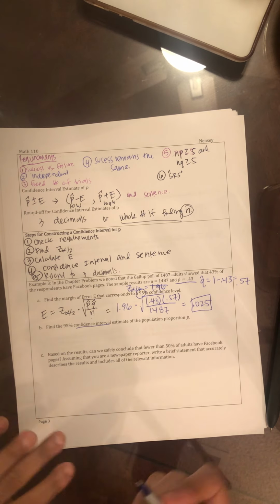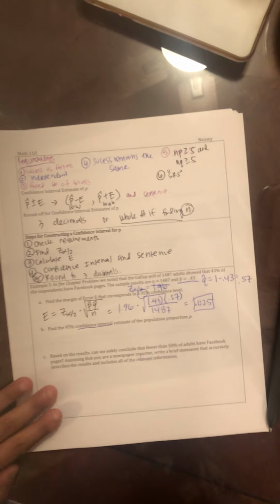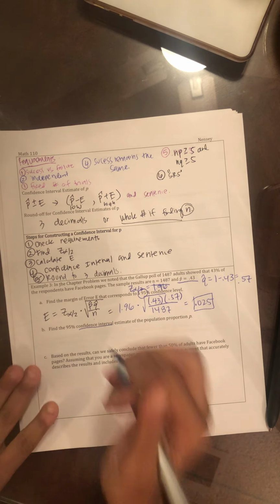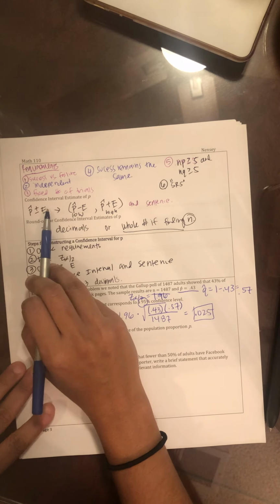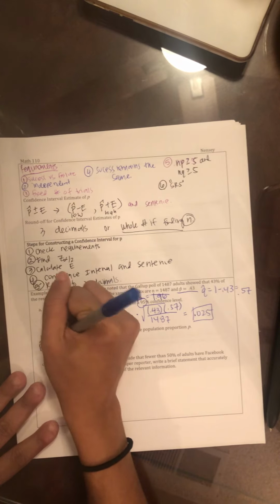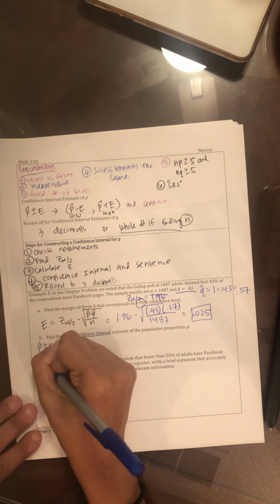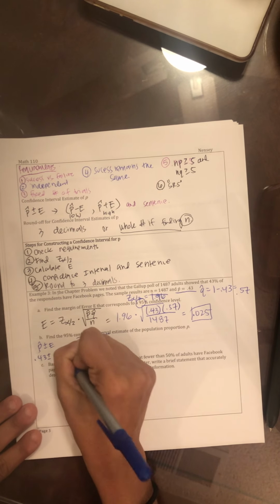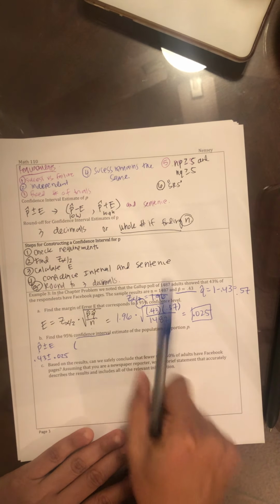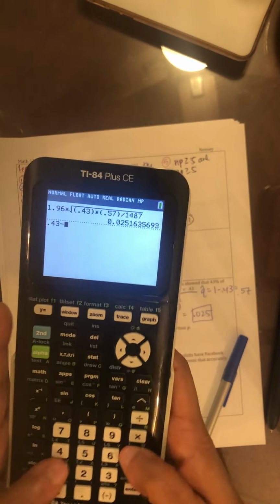When we do this, I'm going to show you by hand and by calculator. Both ways are acceptable as long as you label the calculator, but we're going to do this by hand first. Our formula for confidence interval is P hat plus or minus your E. Your P hat is 0.43, so I'm going to do 0.43 plus or minus 0.025. I know this is not 3 decimal places, but that's what they gave me. So I'm going to use my calculator and do 0.43 minus 0.025.